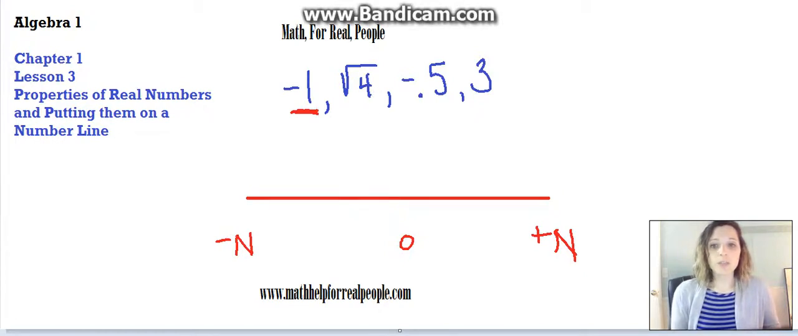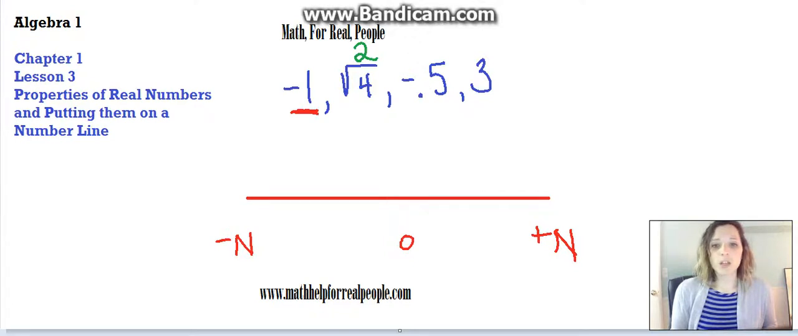Now, if they give you something like the square root of 4, the square root means what times itself equals 4. So that's really a 2, right? The square root of 4 is really a 2. So we can think of it as a natural number, whole number, integer. It's all of those things. It's a natural number.